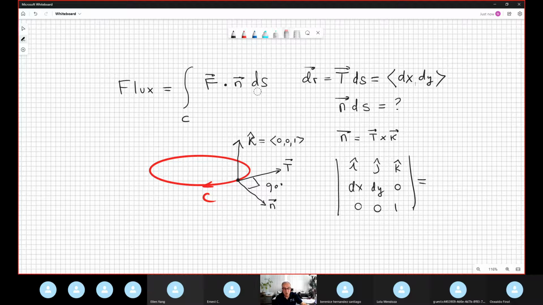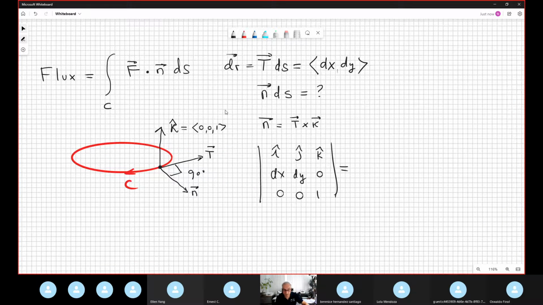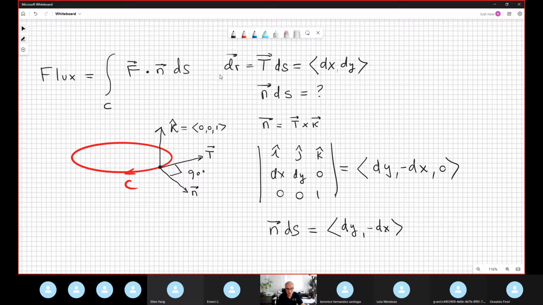Okay, perform the cross product determinant. We are bored to do this 3,000 times. The answer is dy, minus dx, and the k component. Okay, so if I omit the third dimension, we discover that the normal vector ds is equal to dy, minus dx. Wait, I made a mistake here. It's minus here. Dx. And this is super logical.